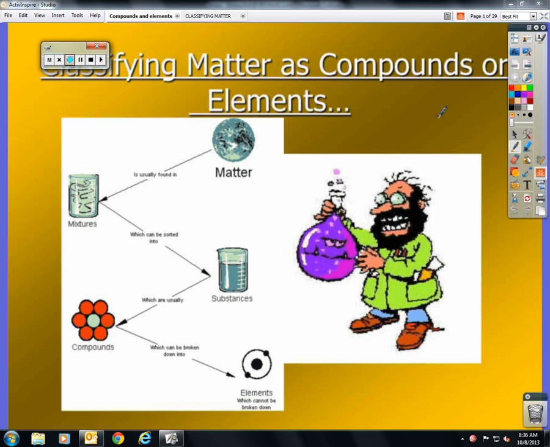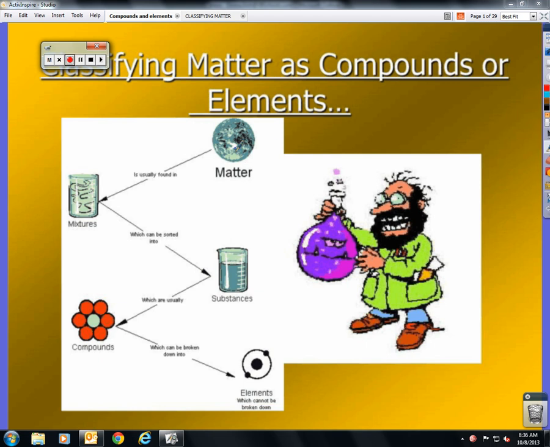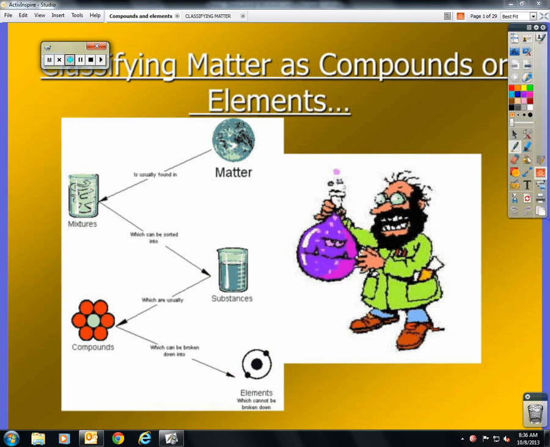Okay, so we're talking about classifying matter, and you can see in the picture that we would classify it. Mixtures are broken down into substances, which are broken down into compounds, which are broken down into elements.